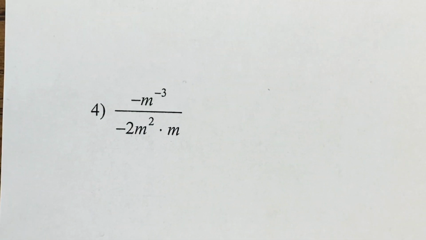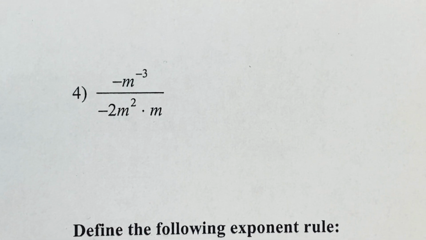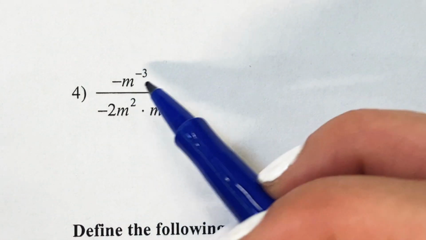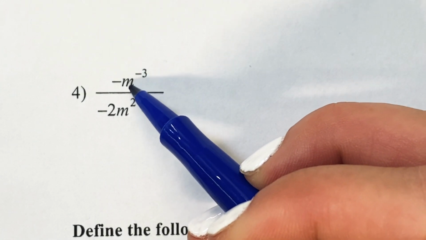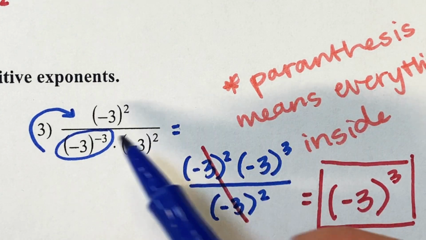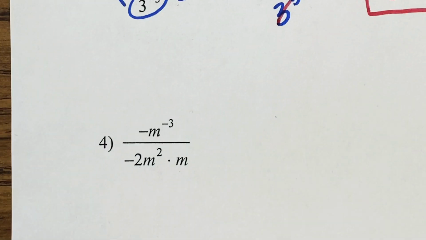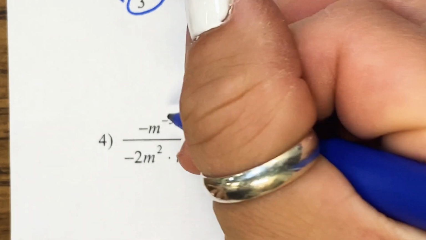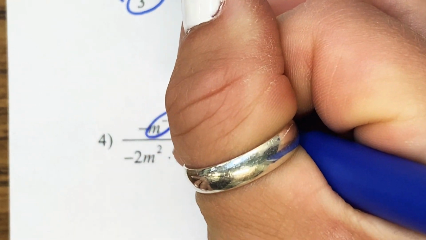Let's look at number 4 because there's something new about number 4 as well. We're going to follow the same steps. Look for your negative exponent and then switch sides. The only negative exponent I see is this -3. Let me ask you this: is this -3 attached to the m or the -m? Hint, do you see any parentheses? No, you don't. So this -3 exponent is only attached to that m.